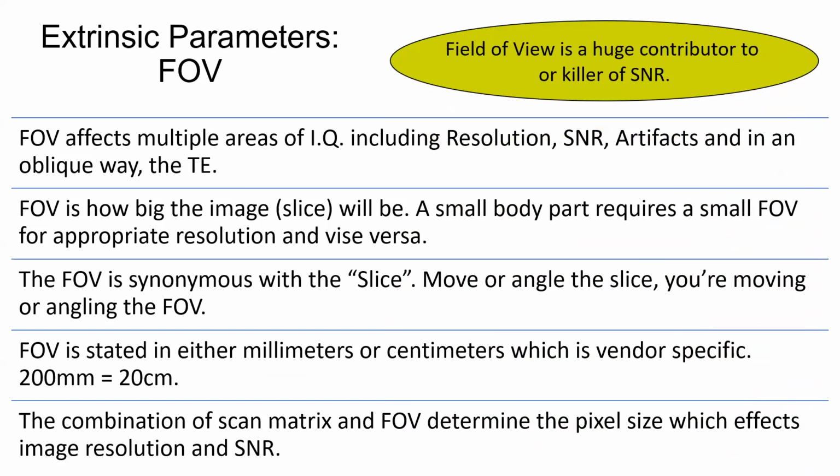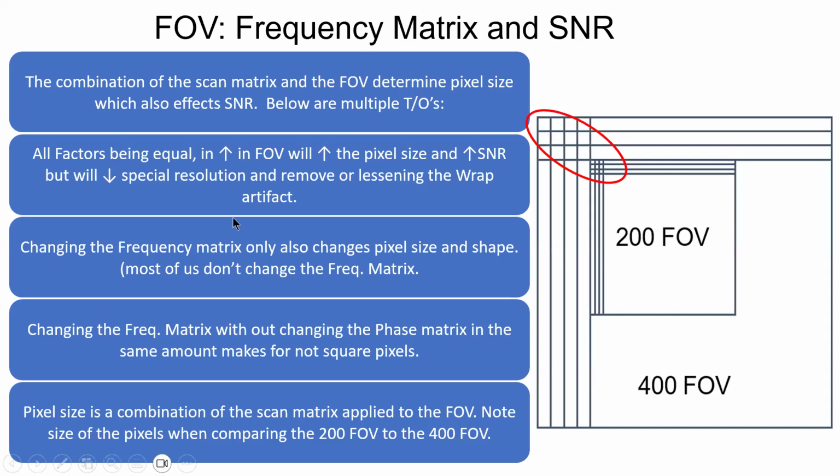So field of view is a big contributor to overall signal to noise. All right, so your pixel size is a combination of your matrix and your field of view. You're going to divide your matrix into your field of view, and that's going to affect your signal to noise. So your pixel size is going to have a huge impact on your overall signal to noise.